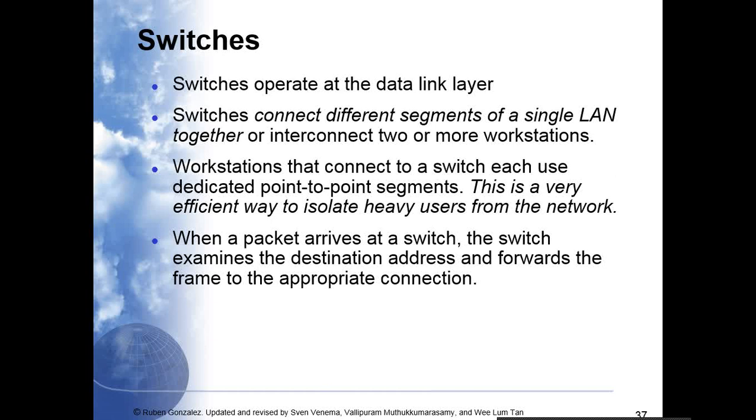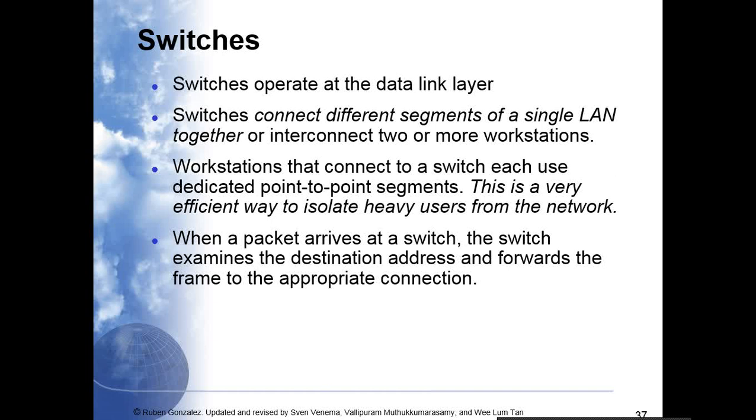And what that basically means is if you've got multiple users on a network, then you can separate them through the switch. You can have this user on this side of the switch and this other user on the other side of the switch, and they don't interfere with each other. So when a packet arrives at a switch, the switch examines the destination address and forwards the frame through the appropriate connection. So it can choose.